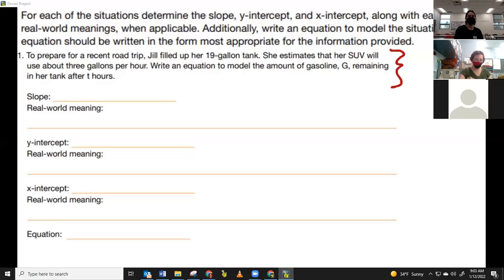Yes, there's one important piece of information. So Justice and Niles, we're starting off with just telling me what you think would be important in the problem so that I can underline it. And then we'll go in and talk about it. So she filled up her 19-gallon tank. So she filled it up with 19 gallons there.